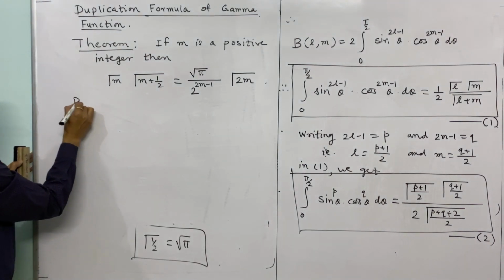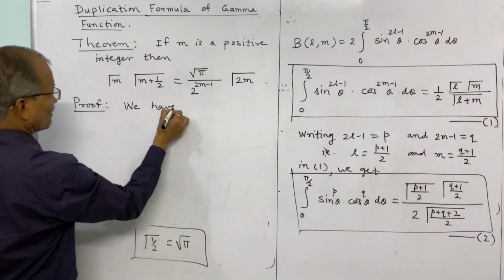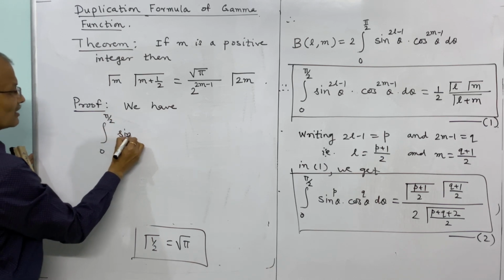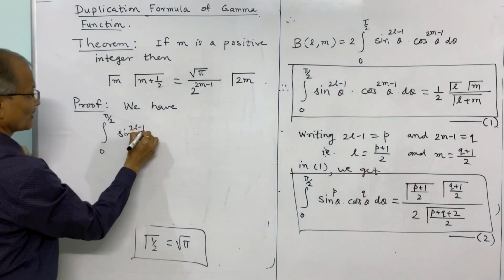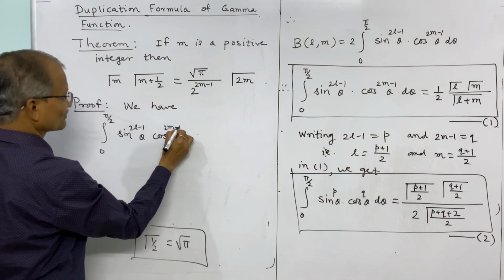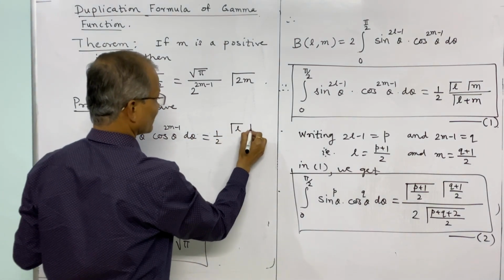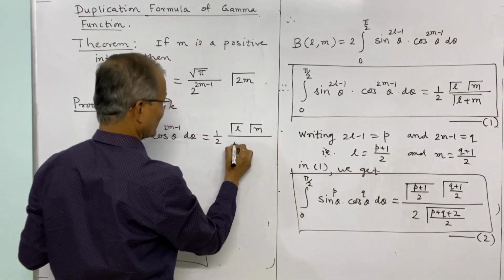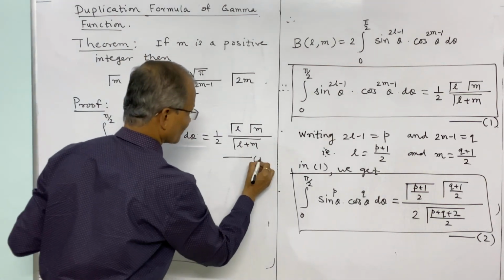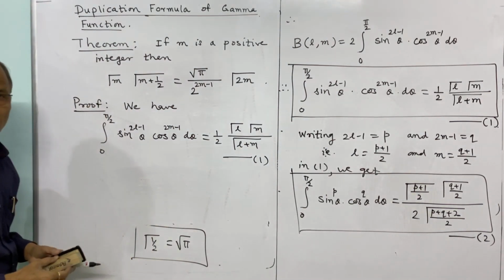The proof for this, we have integral 0 to pi by 2 sine theta to the power 2l minus 1 cos theta to the power 2m minus 1 into d theta is equal to half gamma of l gamma of m divided by gamma of l plus m. In this result, we suppose this as 1. Here also suppose it as 1. And now we know gamma of half is equal to root pi.